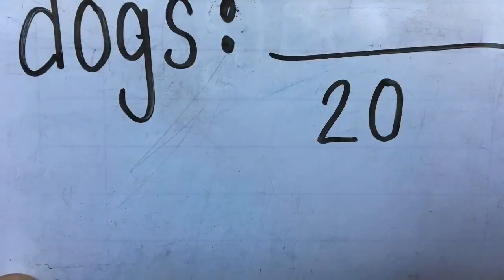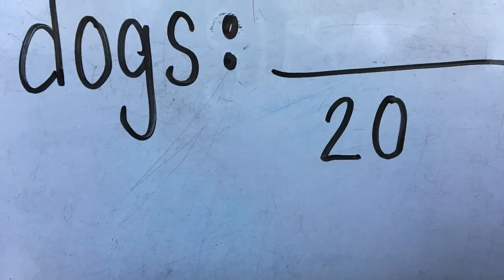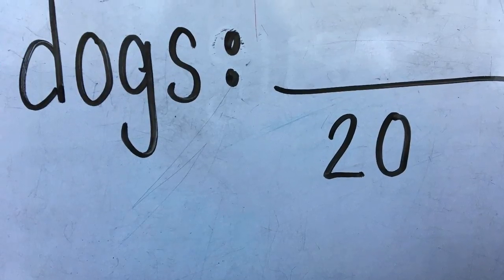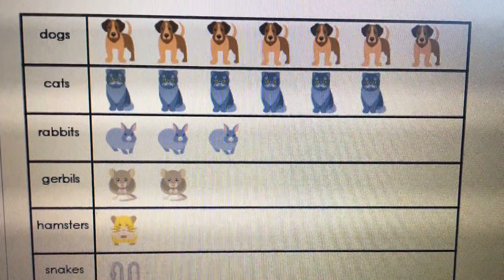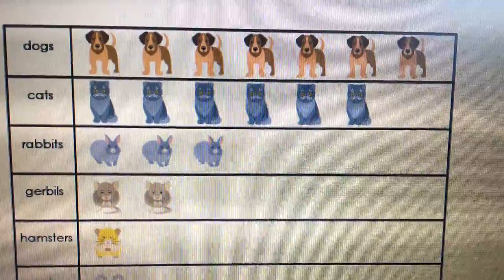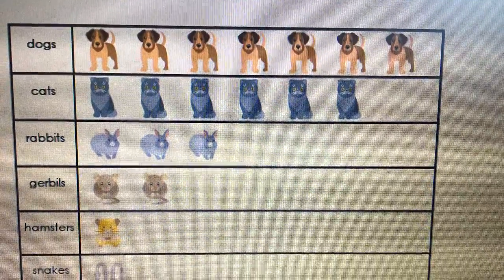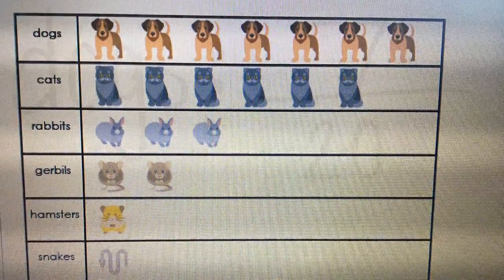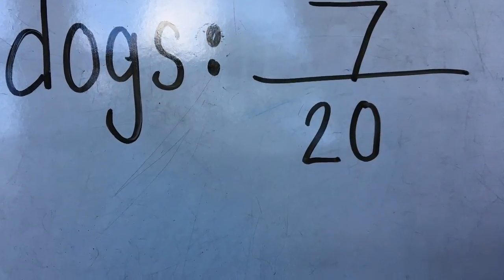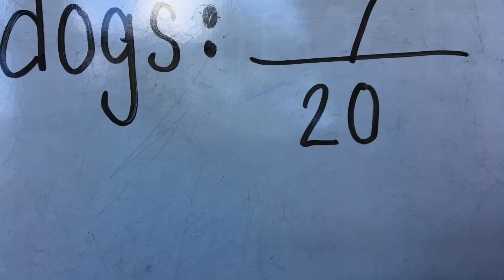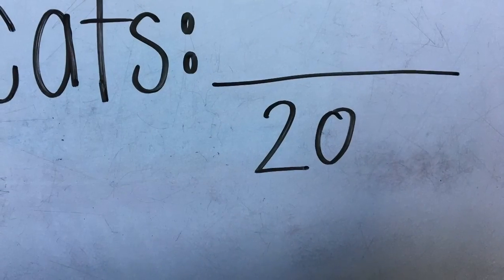So we're going to be looking specifically at dogs. So we know that our denominator has to be 20 since she has 20 cards. So we're going to look and see how many dogs there are. So you could count them by touching them, or you could look at the bottom. There are 7 dogs. So 7/20 is the fraction.